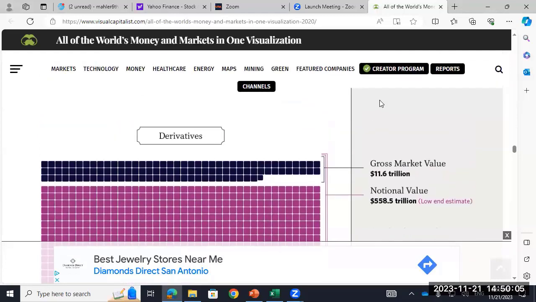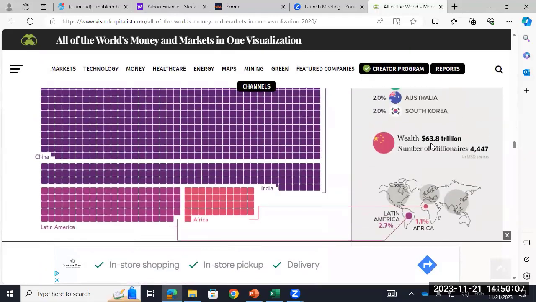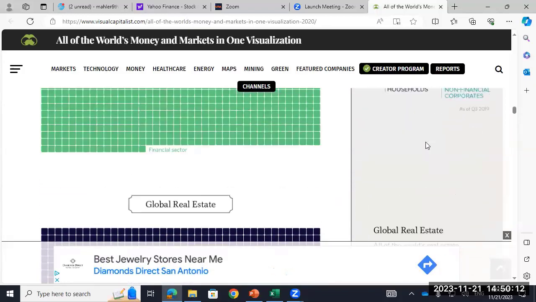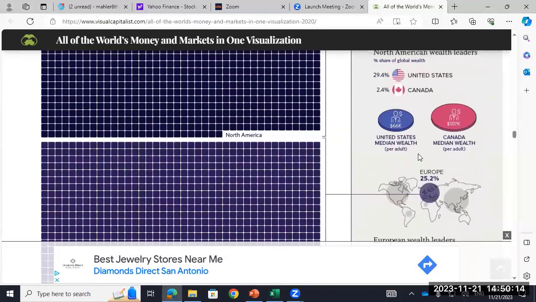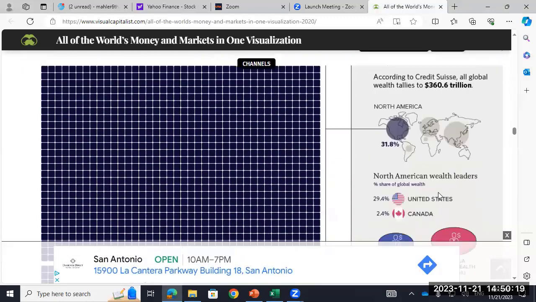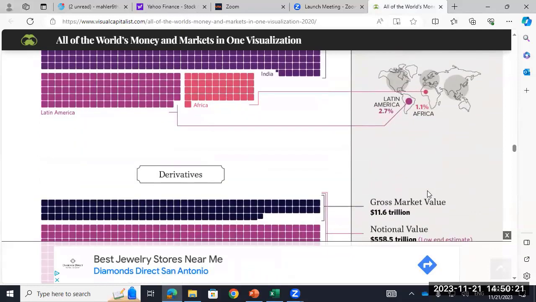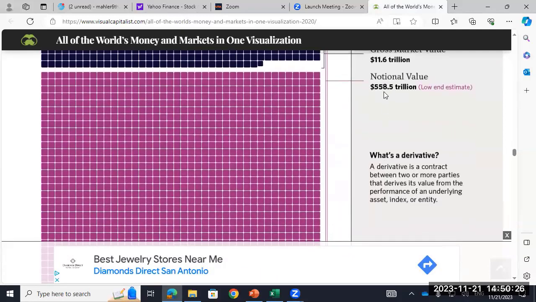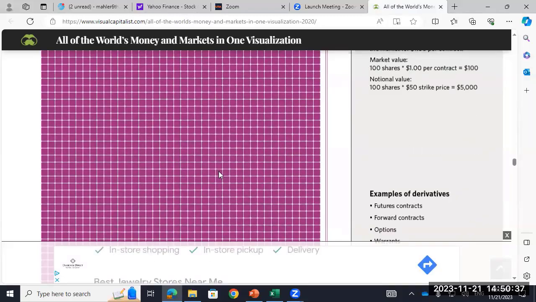Okay, now derivatives. So the global economy, global wealth, is $361 trillion. Derivatives have a market value of 12 trillion, but what is the notional value of derivatives? It's $559 trillion. It's bigger than everything else. How can that possibly be true? And so you can see the picture of notional amount.